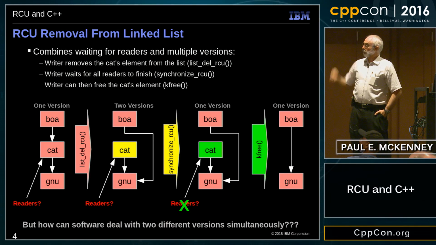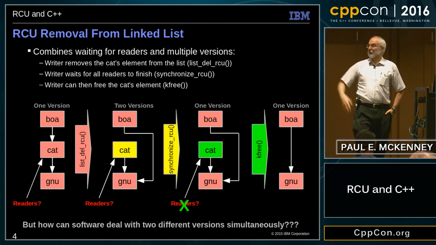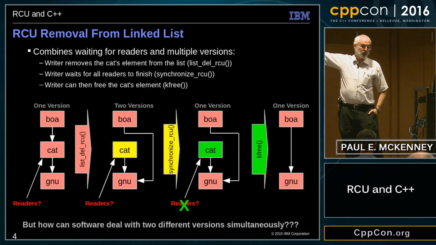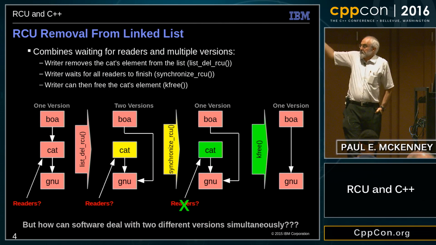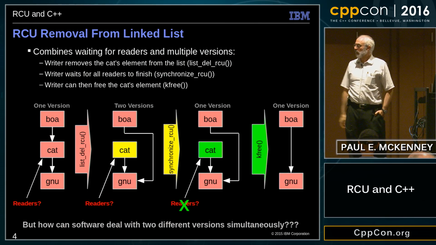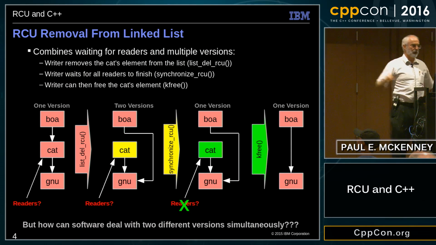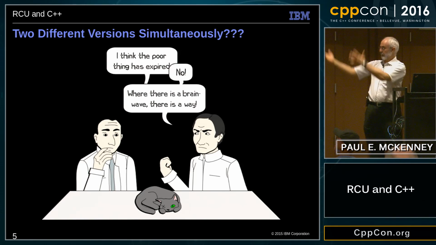Then you synchronize_rcu, do a synchronous wait for all the readers. Once all the readers are done, well, the old readers might have a reference to the cat. Any new ones, there's no way for them to get to it. So once all the old readers are done, nobody's looking at the cat except the updater, and it can do whatever it wants with it, including free it. But as Michael pointed out with reference counts, same thing with RCU. We can have 2 simultaneous things. Michael talked about a veterinarian, and there they are.